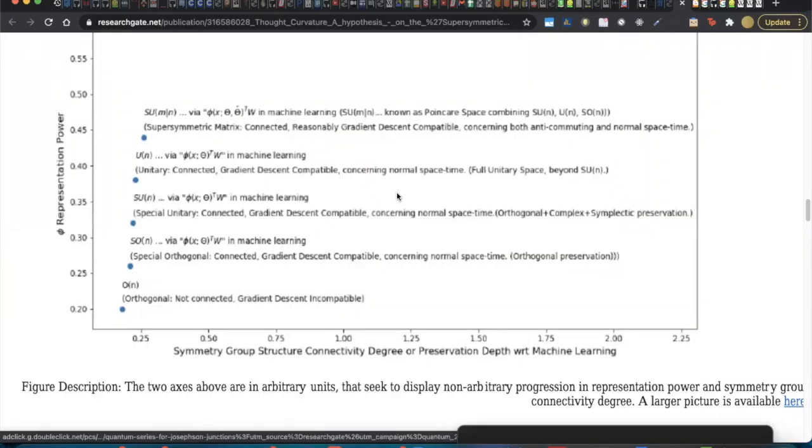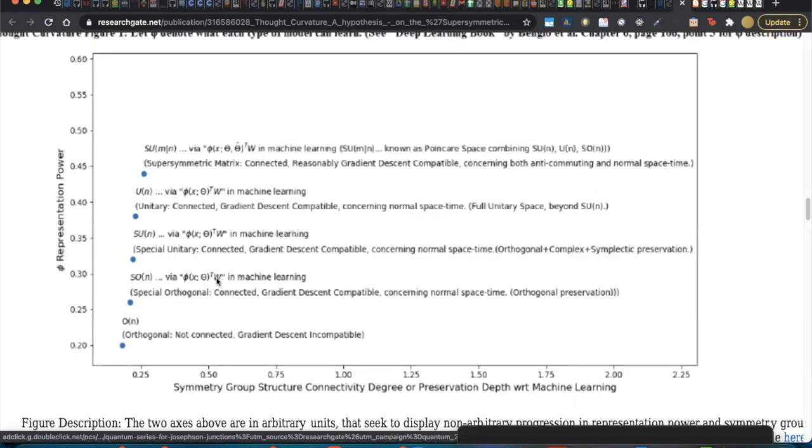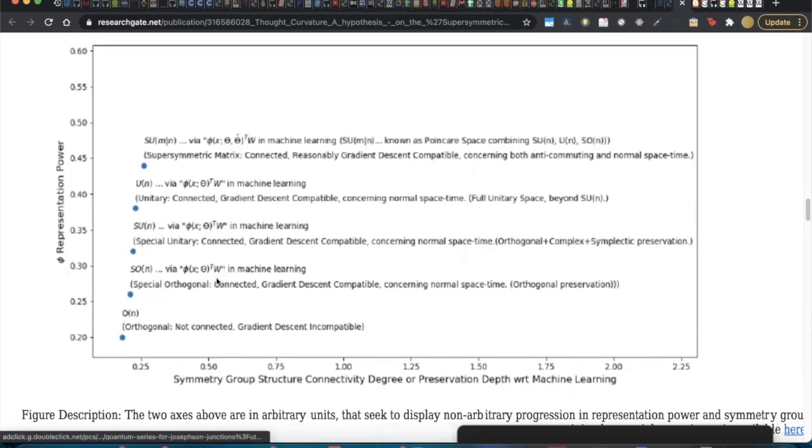This shows an overall layout. So we look at the bottom left section. First of all, what is this graph indicating? So we're looking at machine learning in terms of representation power, because the more of that we have, the more sensible the model gets, the more useful things it can do. And the less of that we have, the worse the model tends to be, or the older the model is, the more obsolete the model tends to be. Less effective. Okay. So on the horizontal axis, we have symmetry group structure, connective degree, or preservation depth. And on the vertical axis, we have representation power.